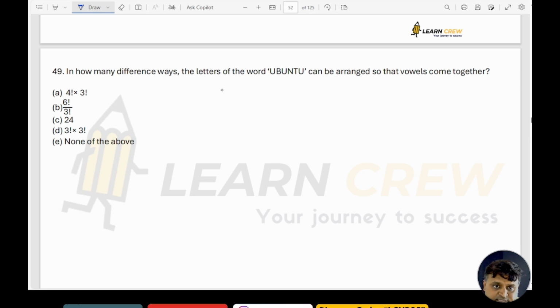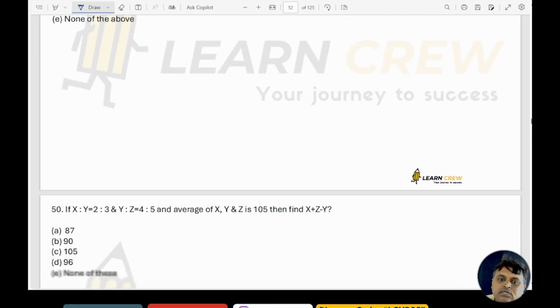In how many different ways can the letters of the word be arranged so that vowels come together? Keeping all three vowels together, the remaining letters B and T plus one vowel group make 3 plus 1, which is 4, so 4 factorial. The three vowels among themselves can be arranged in 3 factorial ways. 4 factorial is 24. So the answer is 24.